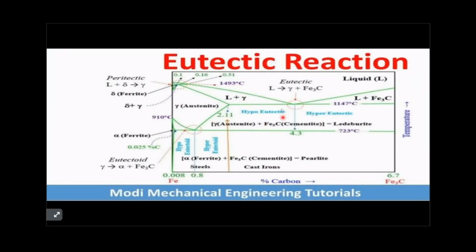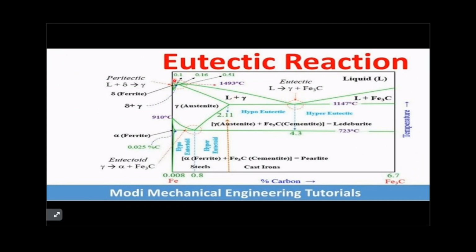So different types of reactions are indicated in this diagram. First one is the eutectic reaction. What is meant by eutectic reaction? Eutectic reaction means when the liquid is converted into one solid and one liquid phase, that is known as eutectic reaction. So in this condition, when the temperature reaches 1147 degrees Celsius, the liquid phase will be converted into liquid plus gamma austenite, and liquid plus ferrous carbide. So this is known as eutectic reaction.